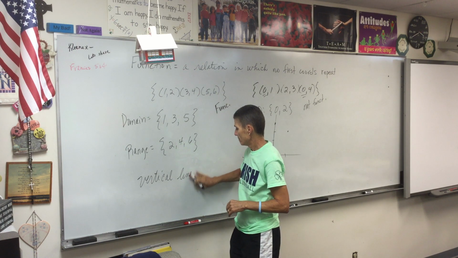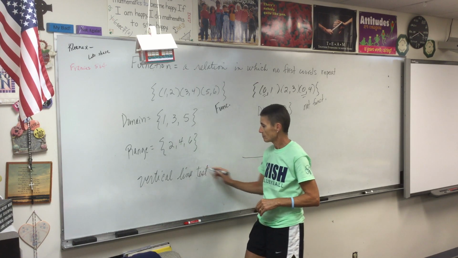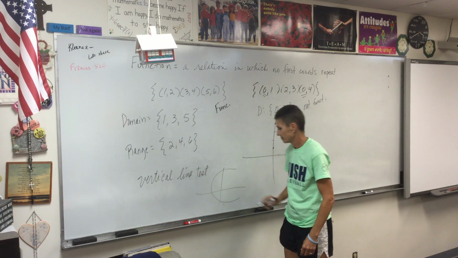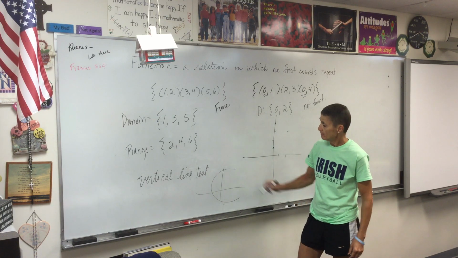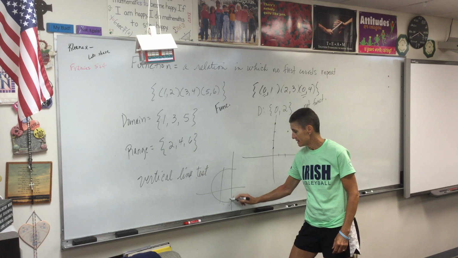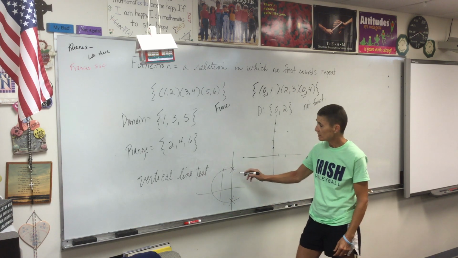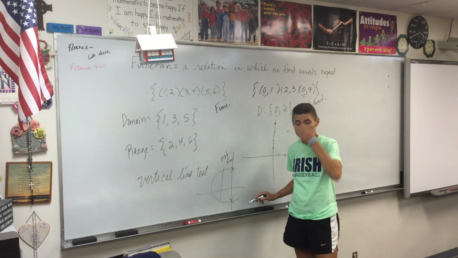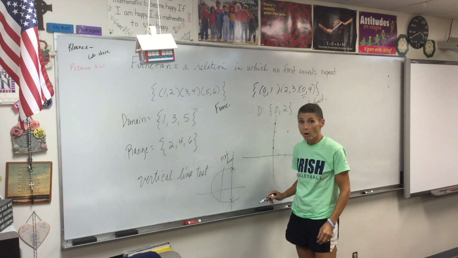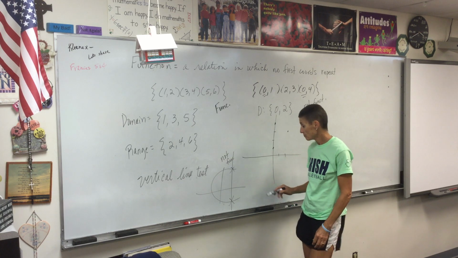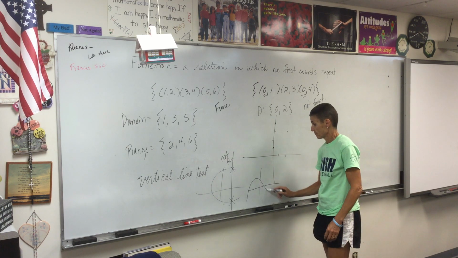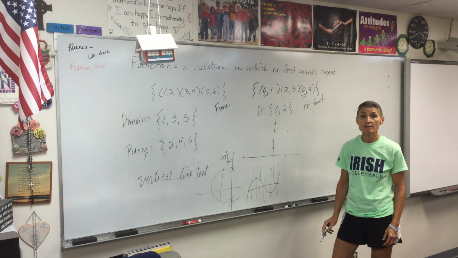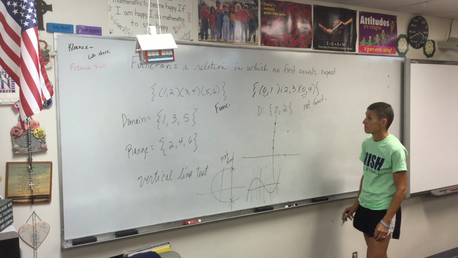I'm having a hard time writing today. The vertical line test says that whatever your picture is, it's not a function if you draw a vertical line and it hits the curve in more than one place. So this is not a function. The vertical line test says if you draw a vertical line and it hits the curve in more than one place, it's not a function. So if I drew this, that is a function because no vertical line hits it in more than one place. Okay.